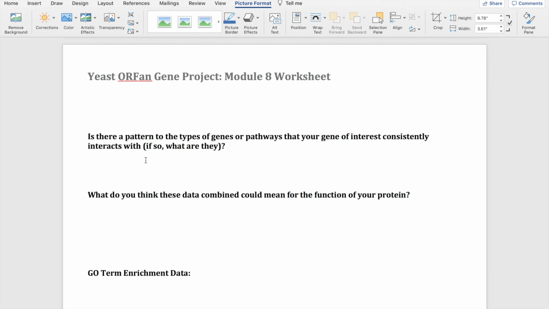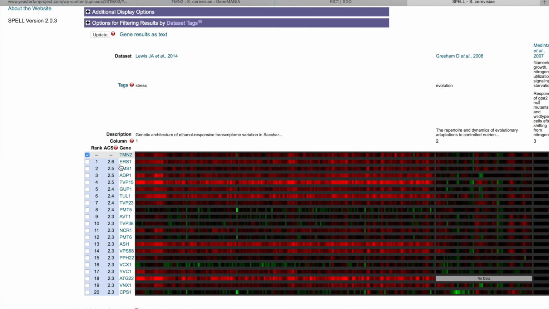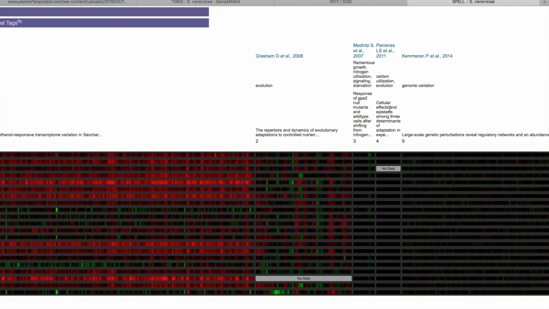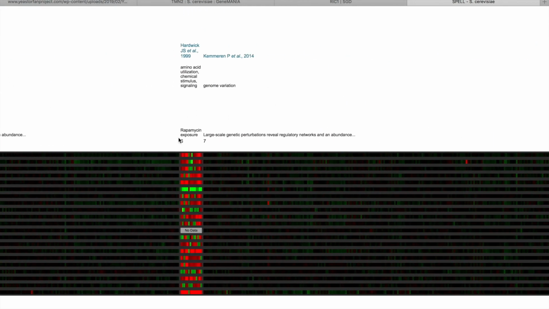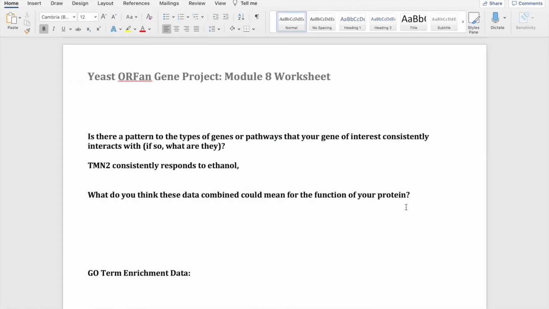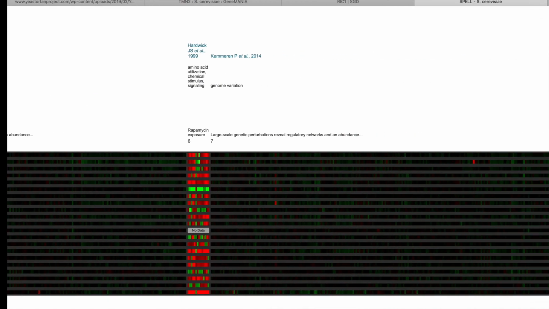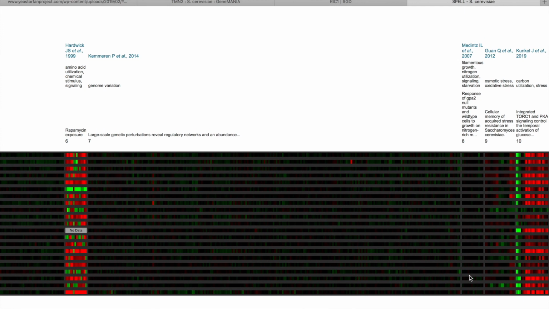So is there a pattern to the types of genes or pathways that your gene of interest constantly interacts with? So looking at those genes, TMN2 consistently responds to ethanol, and then we have the rapamycin exposure, which would be another thing that I could comment on. And you would want to comment on as well what different genes are reacting in a similar way to these stimuli as your gene, looking them up in the SGD and seeing what their descriptions include.